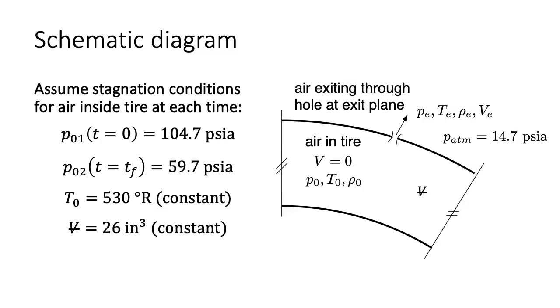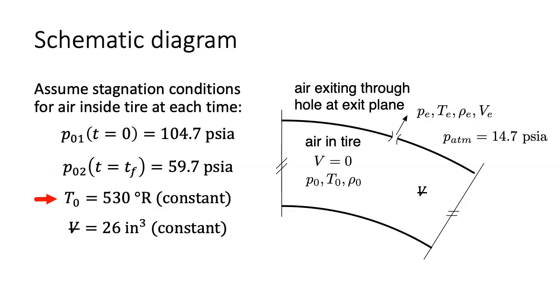To begin, we draw a schematic diagram of the problem. As stated in the assumptions, the air inside the tire has uniform stagnation properties at each time. Initially, at t equals 0, the stagnation pressure in the tire is 90 psi-G, which corresponds to 104.7 psi-A. We are calculating the time, t sub f, it takes for the stagnation pressure in the tire to reach 45 psi-G, which corresponds to 59.7 psi-A.